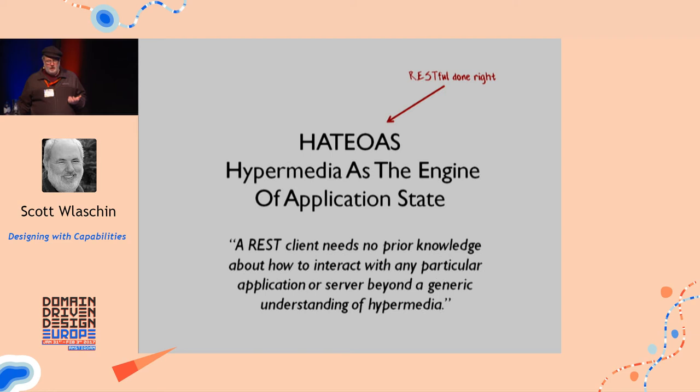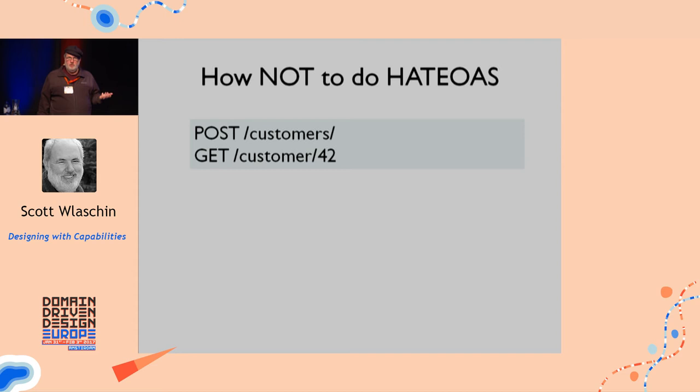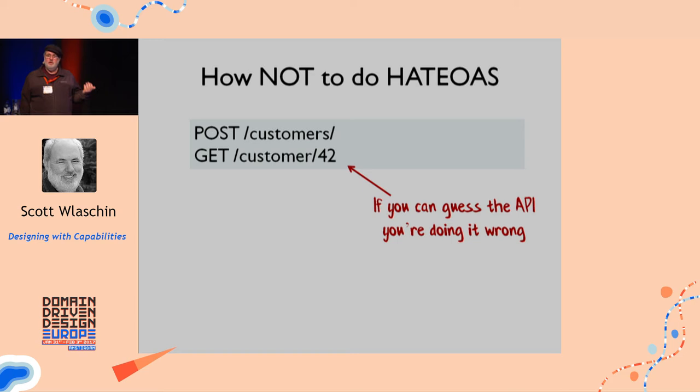And in this model, this is not how to do it. Most RESTful interfaces, you basically post to a well-known URL like customers, or you get from a well-known URL. And basically, if you can guess the URL, you're doing it wrong. There are two reasons you're doing it wrong. First of all, it's a security risk, because I can enumerate 42, 43, 44, so that's a bad security reason.